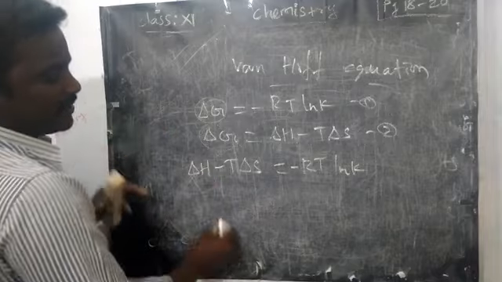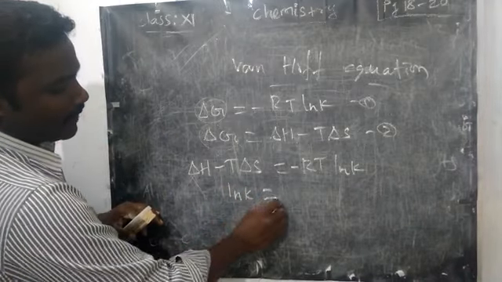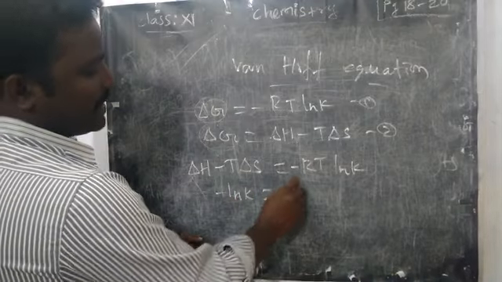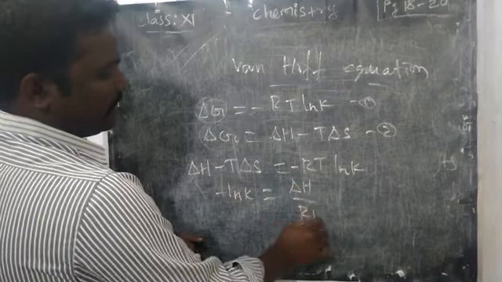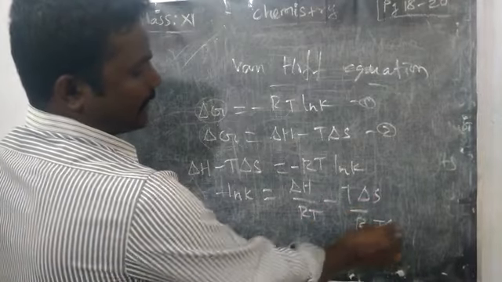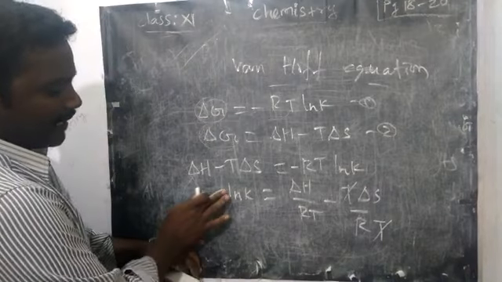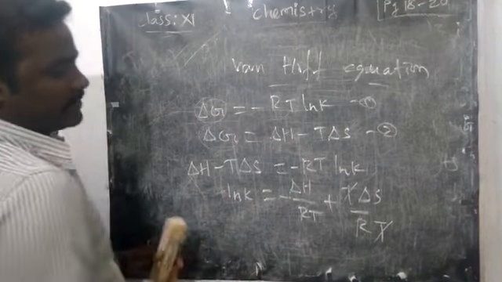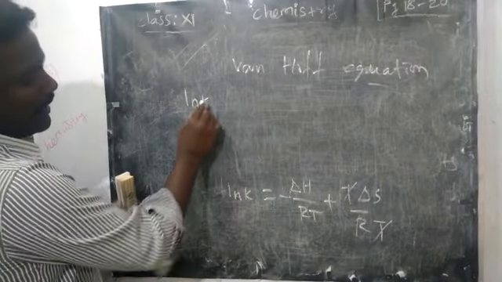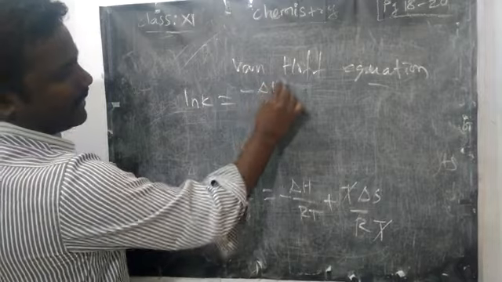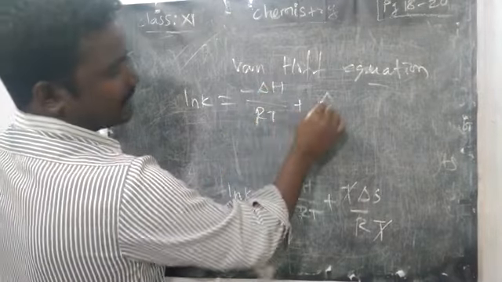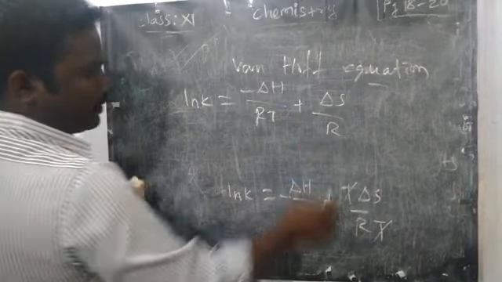Now modify the equation into ln K. So you keep it as minus ln K. Then RT will come to this side. Delta H divided by RT minus T delta S divided by RT. T will cancel. If you multiply the minus inside, it becomes minus plus. So what is the next equation? Ln K is equal to minus delta H divided by RT plus delta S divided by R.